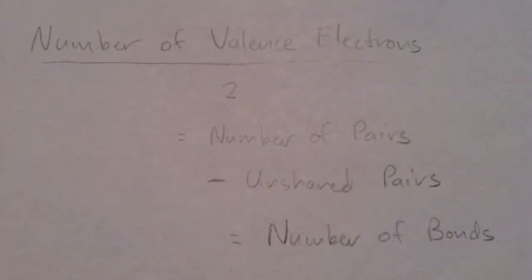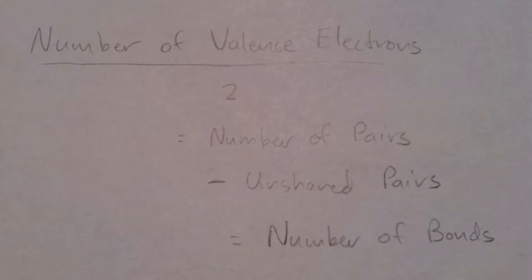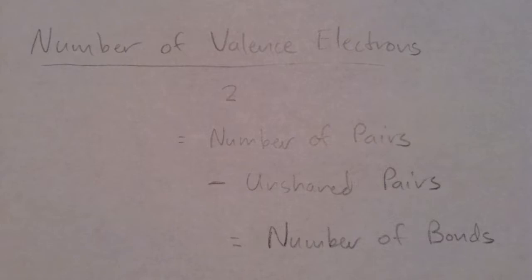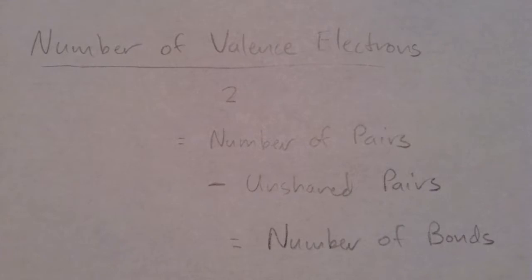The Lewis model's main purpose is to show how atoms bond. This is a formula to find the number of bonds required in a molecule. First, we must find the total number of valence electrons of the atoms in the molecule. Then we divide that by 2 to find the total number of pairs. Finally, we subtract the number of full pairs, and we get the number of bonds required in that molecule.